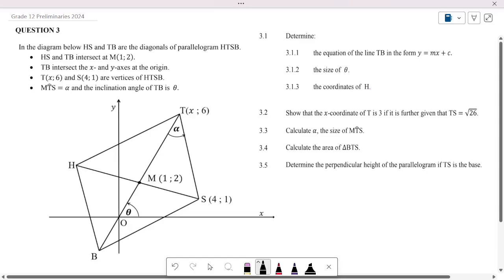So here is question 3. All right, very straightforward question. Normally these questions are very nice. Your 3 marks, and this is where you should get actually full marks. So first of all, let's do this, right?